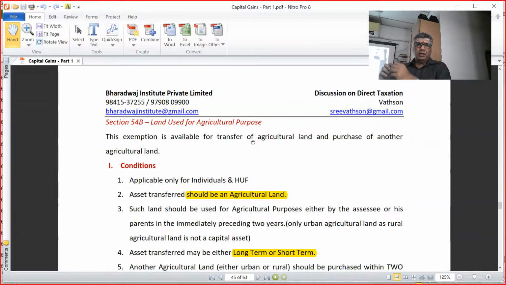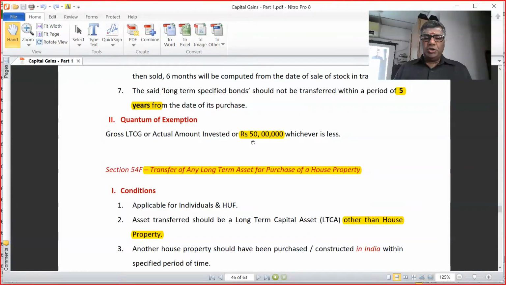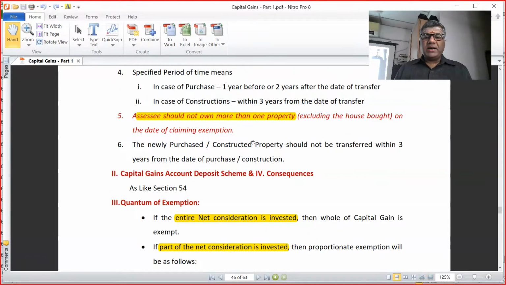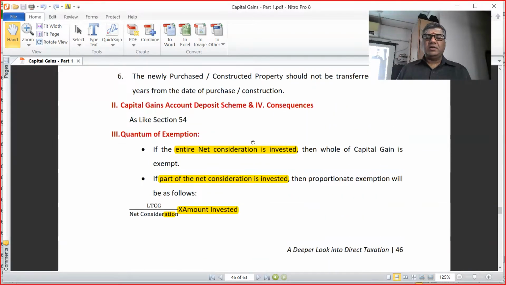And then the mode of computation of exemption is net LTCG into amount invested divided by net consideration. If the whole net consideration is invested, it is different. Otherwise, this is the mode of computation.